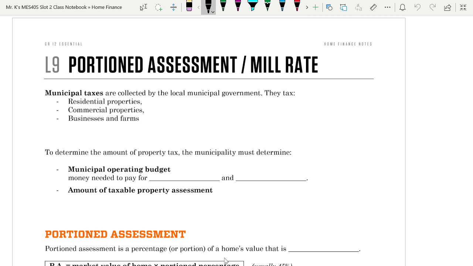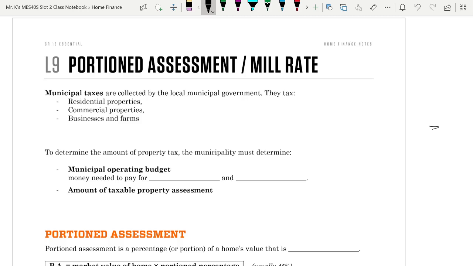Now, to determine how much property tax a town or an area wants to collect in the first place, you have to determine what your budget is. So what does the municipality need money for in the first place? Why bother collecting taxes?